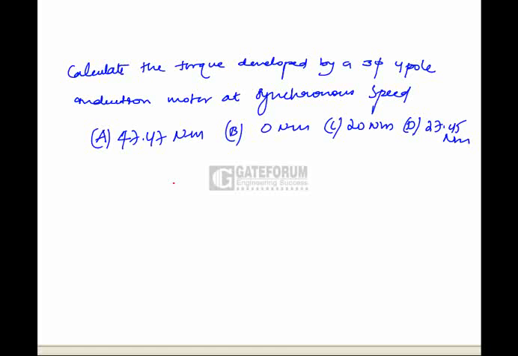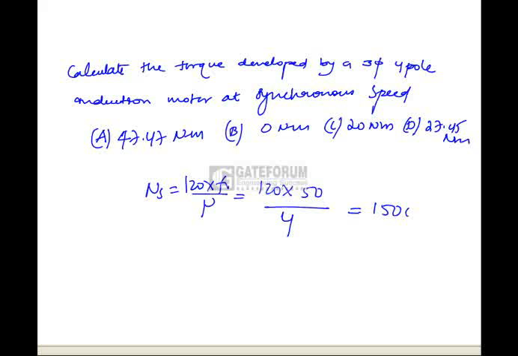Calculate the torque developed by a three-phase 4-pole induction motor at synchronous speed. At synchronous speed we have to find the torque of the induction motor. Now, what is the synchronous speed of this machine? Synchronous speed Ns is given as 120 into F by P. So 120 into frequency, let us take it as 50 Hertz, number of poles is equal to 4. This is 1500 RPM.